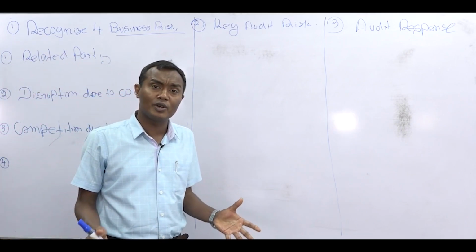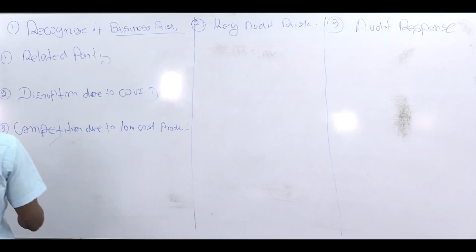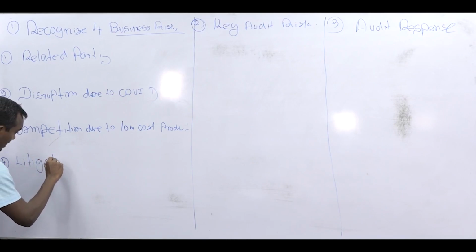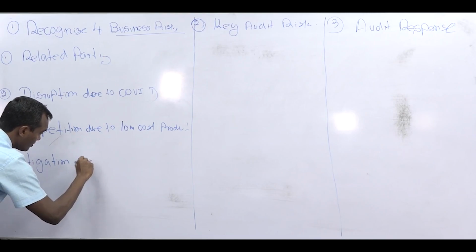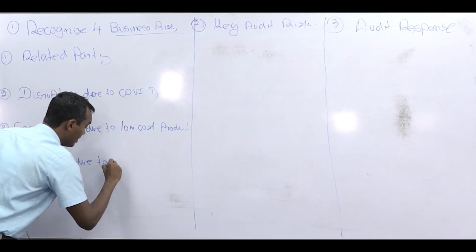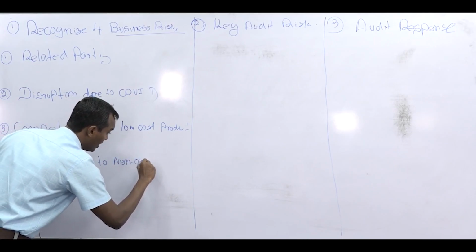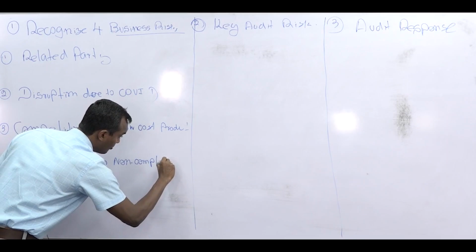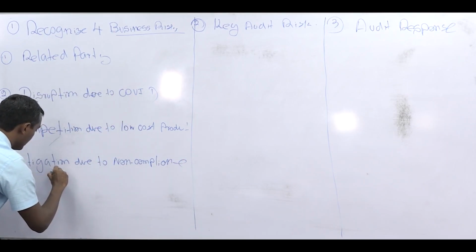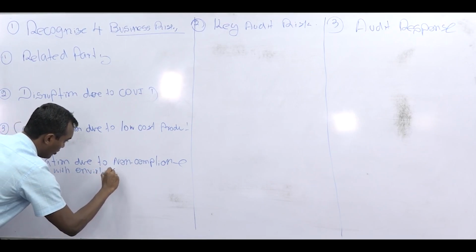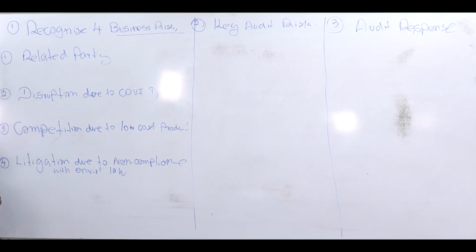Let's take the last one, environment. Okay, we'll put it in order. Environmental matter, we can directly say litigation. Now, why litigation? Due to what? Due to non-compliance with environmental law. That is the release of oil, non-compliance with environmental law. And then the 5th point is a much bigger business risk.